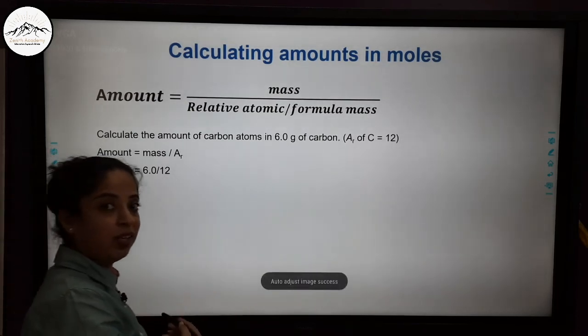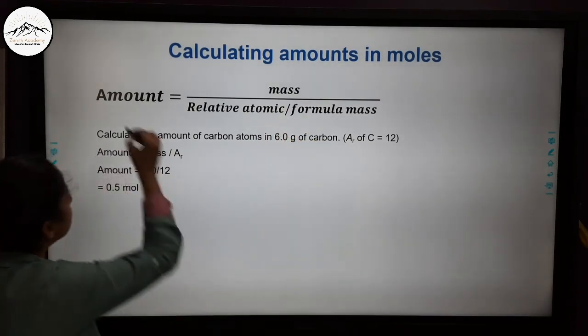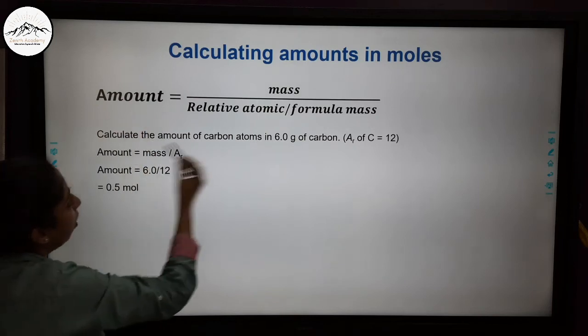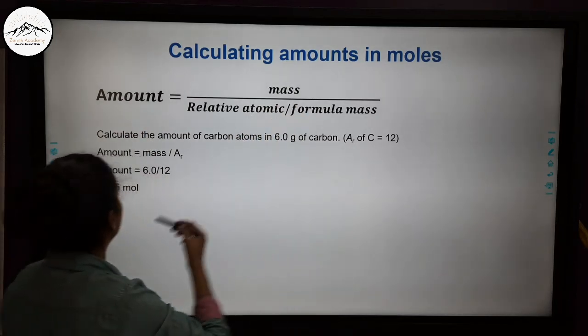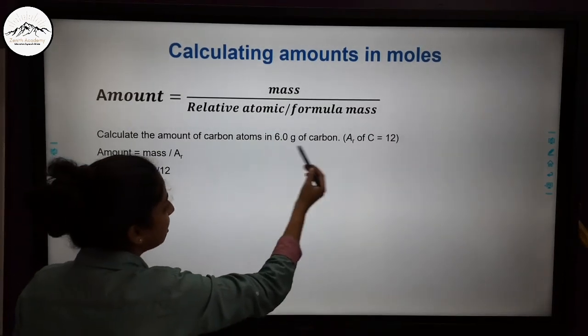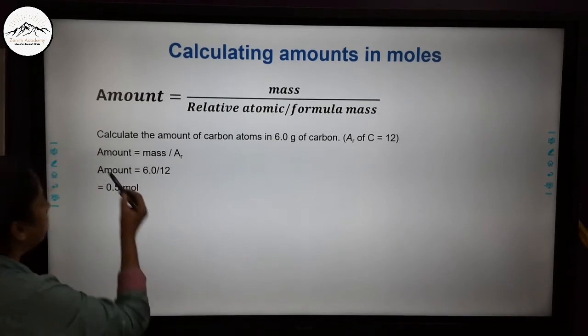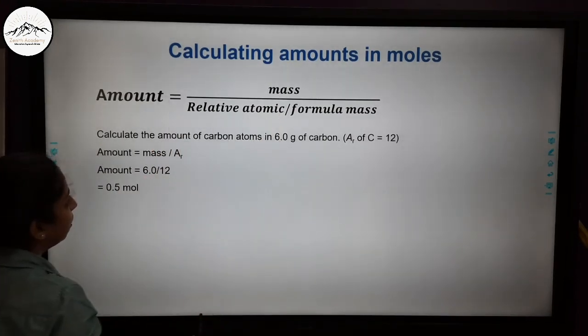Just now we calculated mass. Now we will calculate the amount in terms of moles. So for amount, you can use this formula. Amount is mass upon relative atomic mass or relative formula mass. Now the question is, calculate the amount of carbon atoms in 6 gram of carbon. Okay. So amount, we know amount is mass upon relative atomic mass.